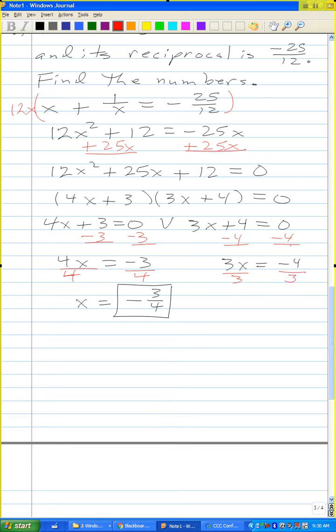Divide by 3. And so x is equal to negative 4 over 3. So you can either take x to be negative 3 over 4 and its reciprocal negative 4 over 3, or x, your number, being negative 4 over 3 and the reciprocal is negative 3 over 4. So you have two answers. One of them and the other one is your reciprocal.